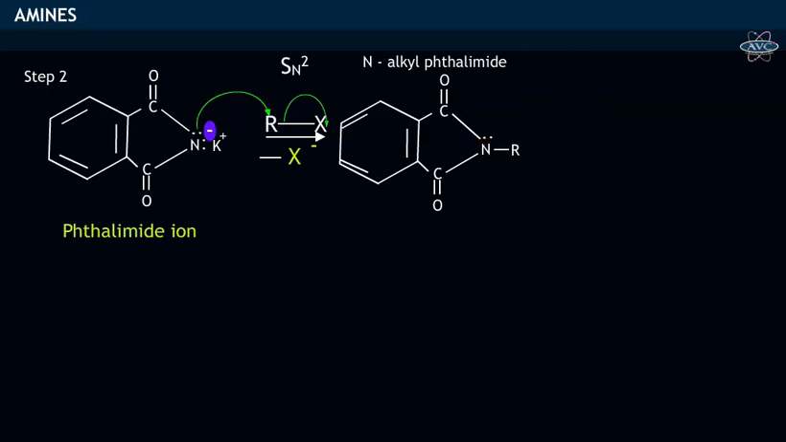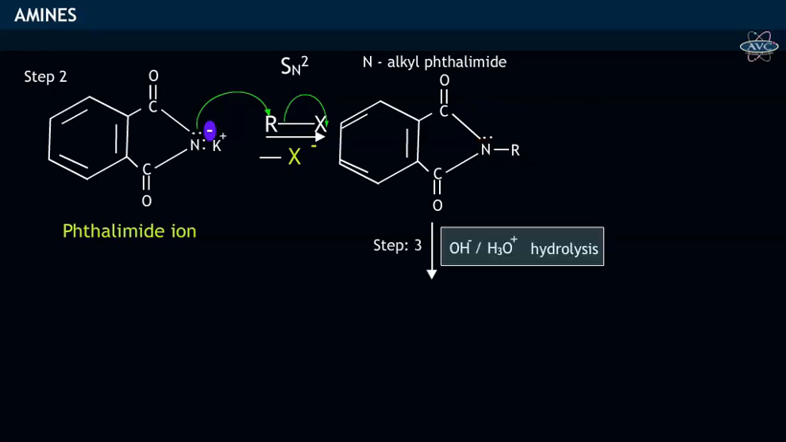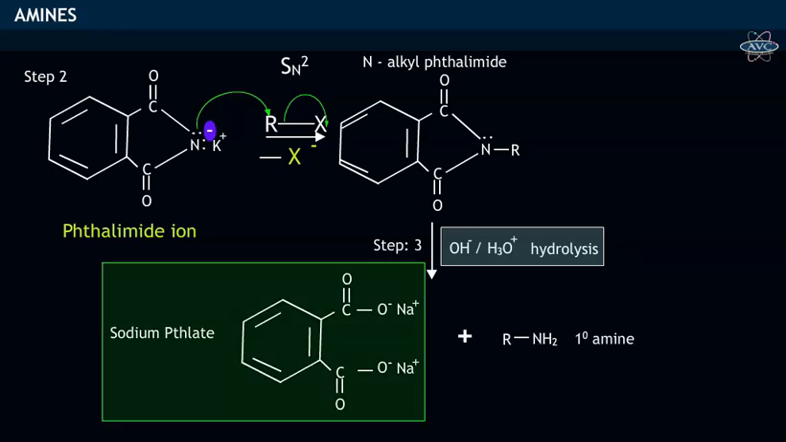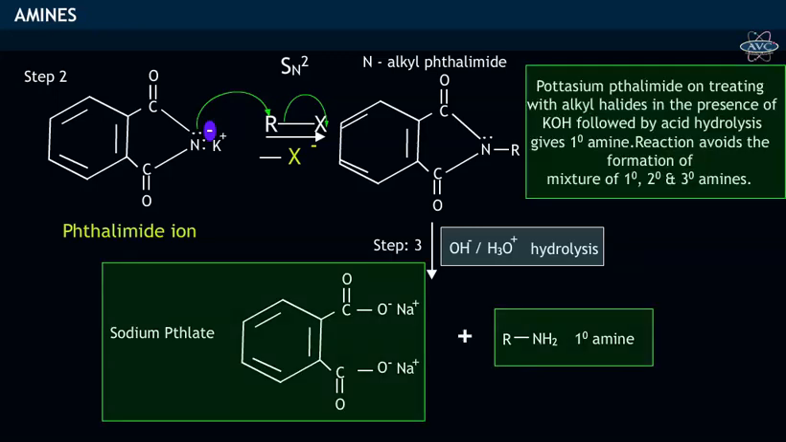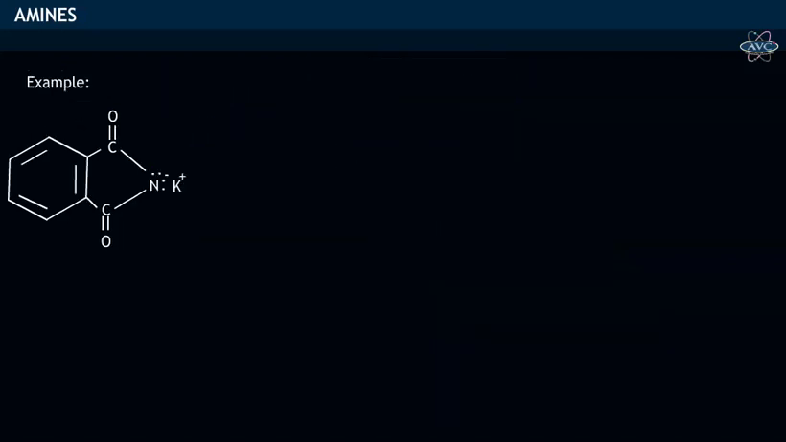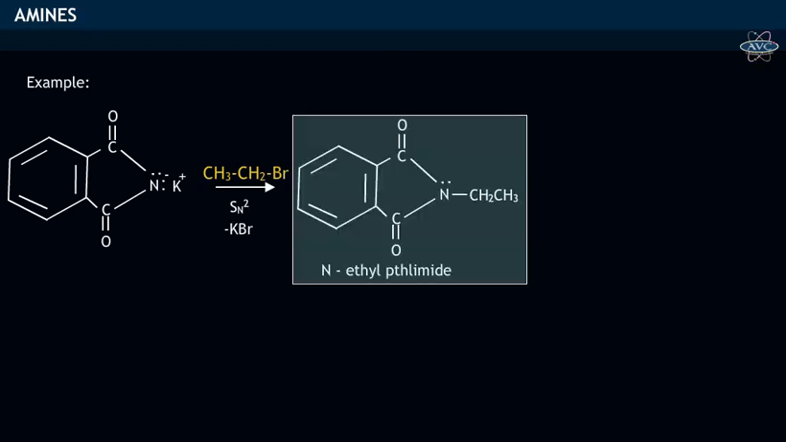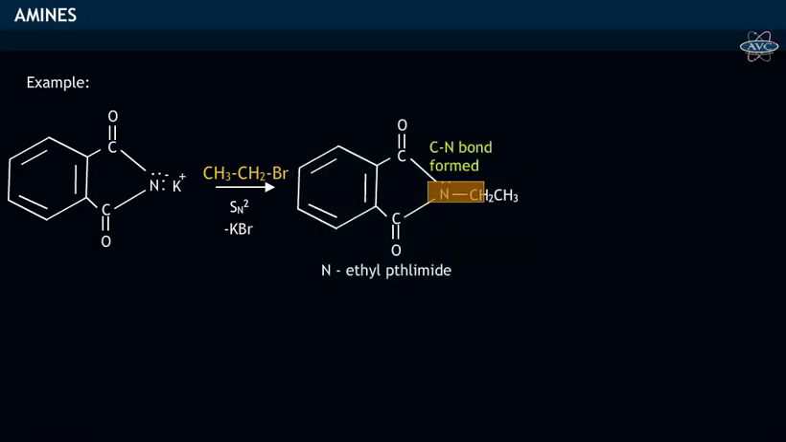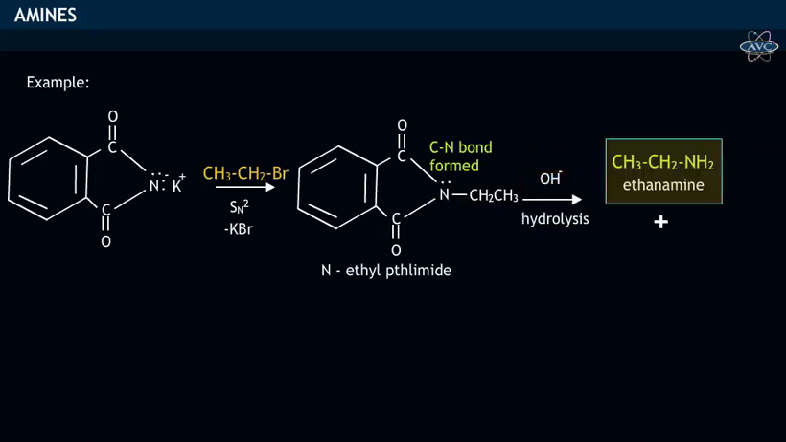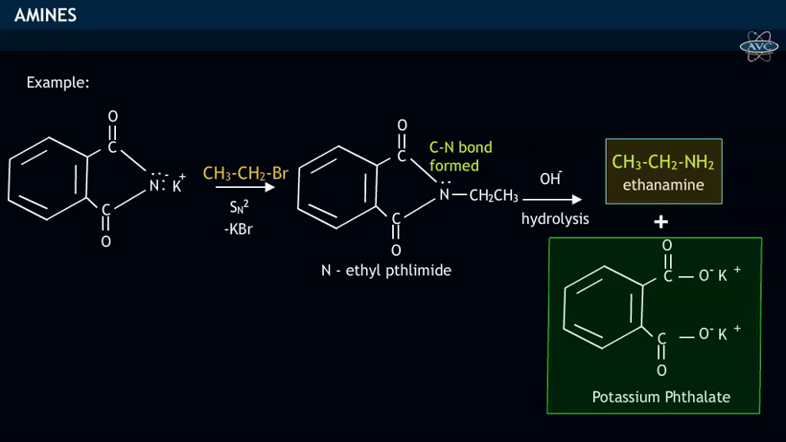Finally, N-alkyl phthalimide on acid or base hydrolysis forms sodium phthalate along with primary amine. For example, when potassium phthalimide reacts with ethyl bromide, N-ethyl phthalimide is obtained. This compound, having a new carbon-nitrogen bond, on base hydrolysis forms ethanamine along with potassium phthalate.